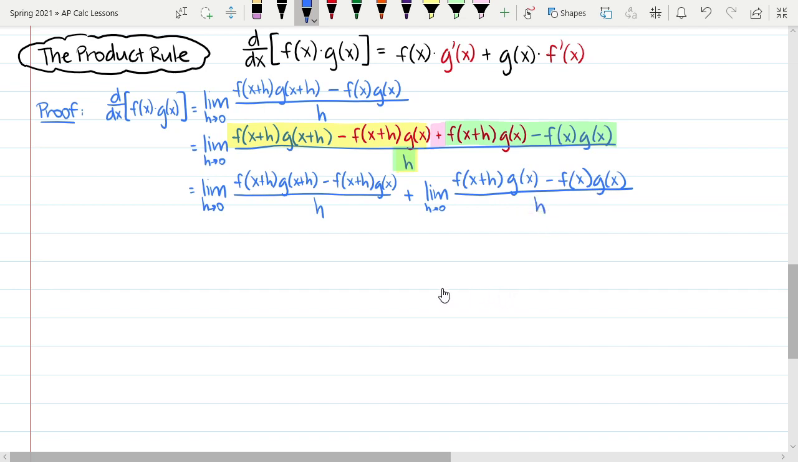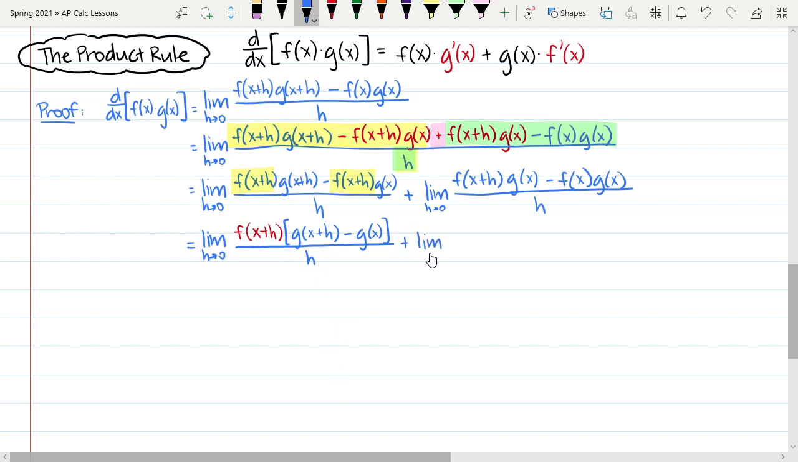Okay, so now why would I have done that? So now let's just look at this first limit over here for a moment. So in this first limit in the function, notice that both terms in the numerator contain an f of x plus h. So I'm going to factor out that f of x plus h. And I'll use a different color just so you can sort of see that. And that is going to leave me then with g of x plus h minus g of x. And again, this is all over h.